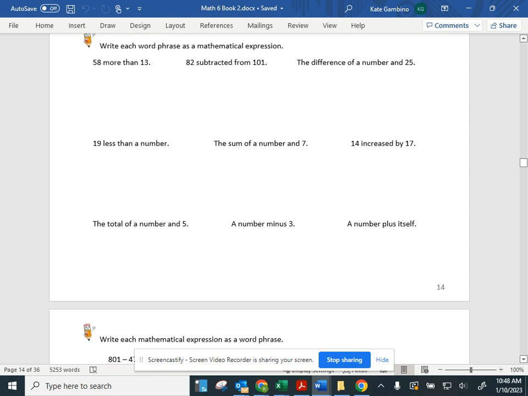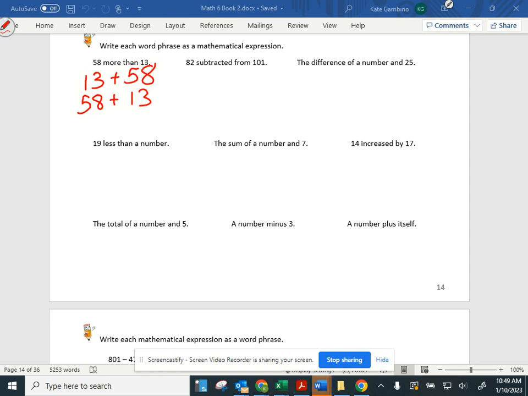Write each word phrase as a mathematical expression. So if it's 58 more than 13, how am I going to write that? 58 more than 13. JT? 13 plus 58. We could write it as 13 plus 58. James? 58 plus 13. We could also write it as 58 plus 13 because we said when we add, it doesn't matter the order. We get the same answer. So I would accept it either way.